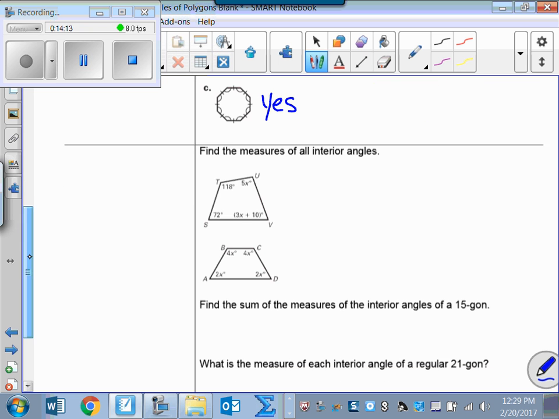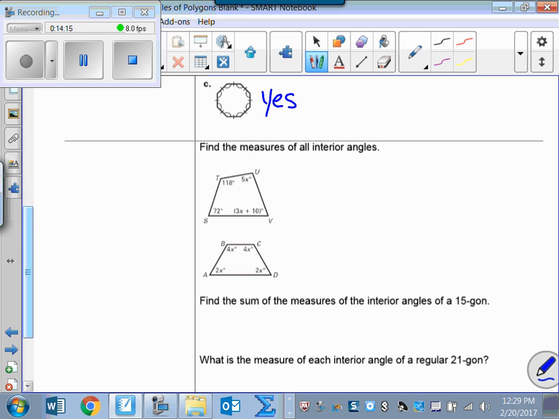Find the measures of all the interior angles. Okay, well, how many do we have? We've got 4, right? This is a quadrilateral. So what are we going to do? We're going to use our formula. Well, we know the sum is going to be 2 times 180. So whenever you got a quadrilateral, the sum of the measures of the interior angles will always be 360.